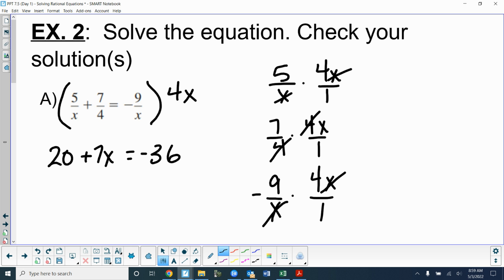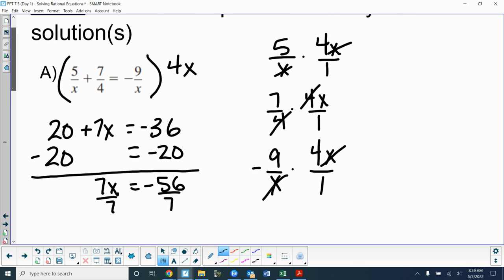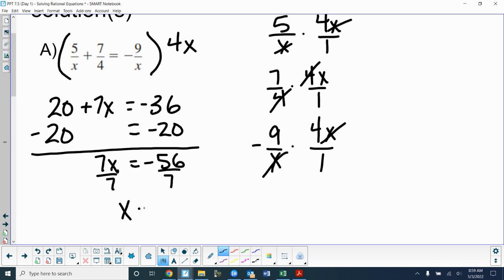All right, so what's the next step, Sydney? -20. Good, subtract the 20. Now what? Divide by 7. So we get what? Negative what? 8. Good. Checking. Is it okay to make negative 8 in the denominator? Yeah. Okay.